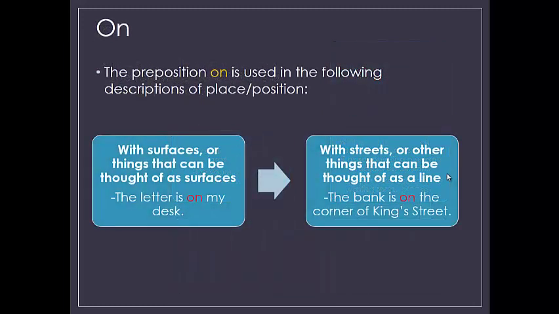The preposition on is used with surfaces or things that can be thought of as a surface. Example, the letter is on the desk. With the street or other things that can be thought of as a line. Example, the bank is on the corner of King Street.